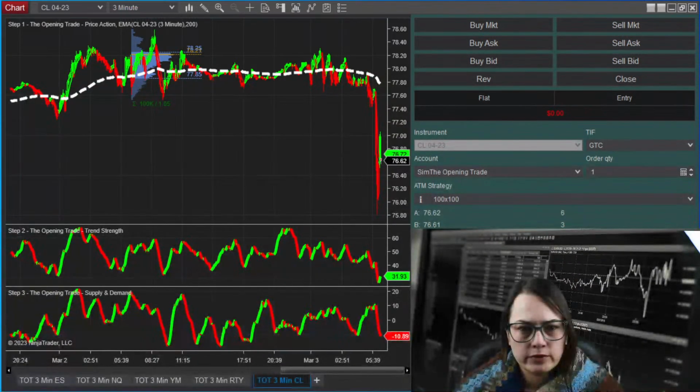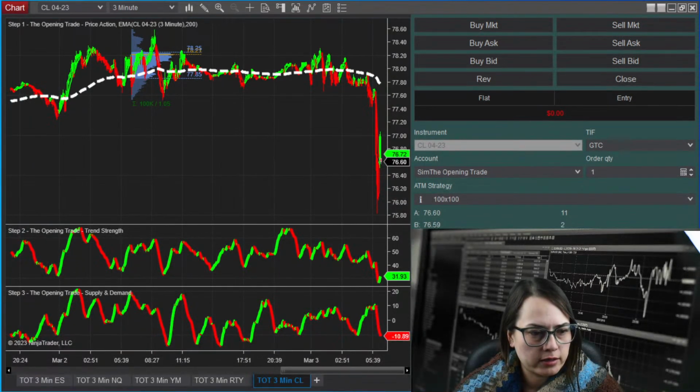All right, so before we get started, let's take a look at our current sim account balance.